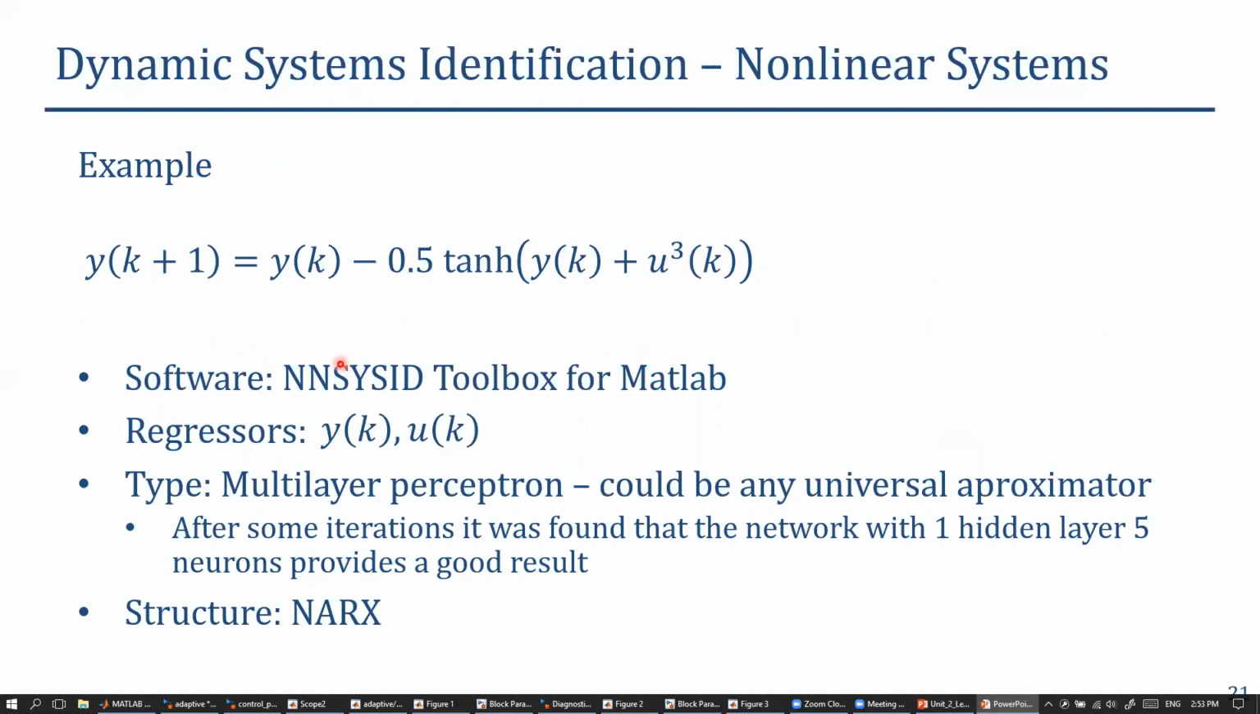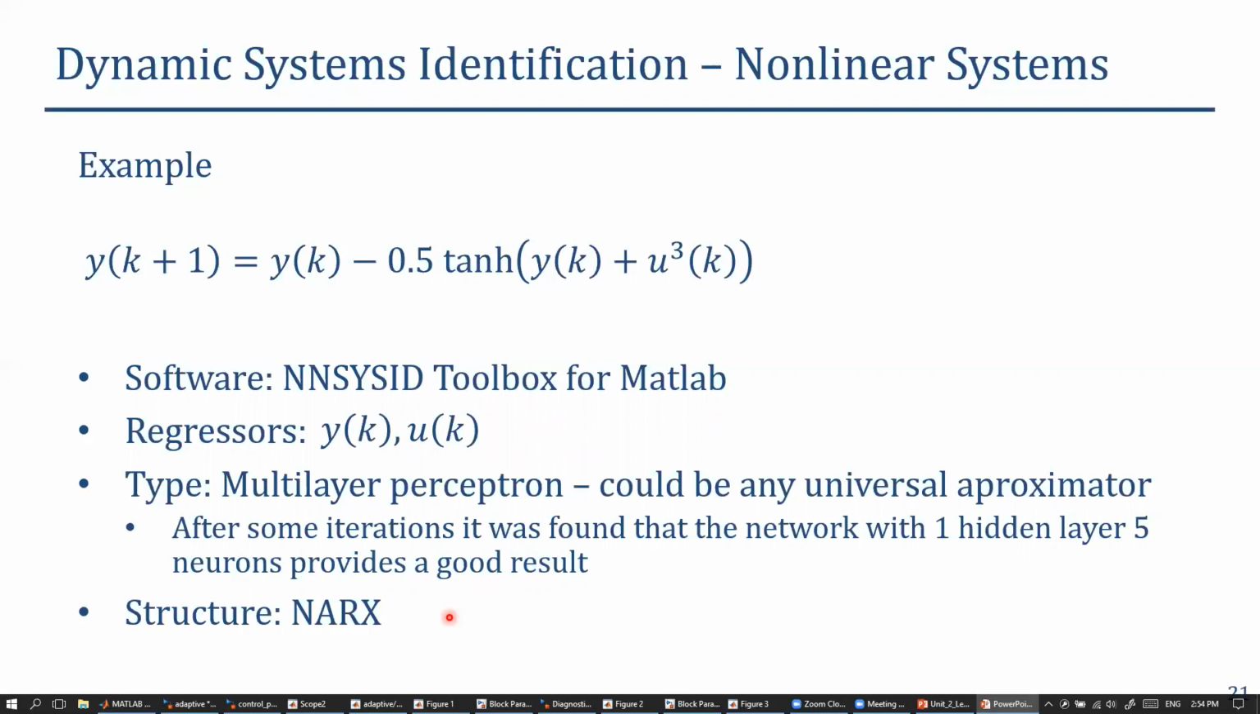You asked about software. This is the Nonlinear System Identification Toolbox. This toolbox exists for MATLAB and it's free. It was used for this particular example. The regressors were selected as an input and an output, so the model is first order, a static model, and the type is multi-layer perceptron. It could be anything else, it's not necessary.